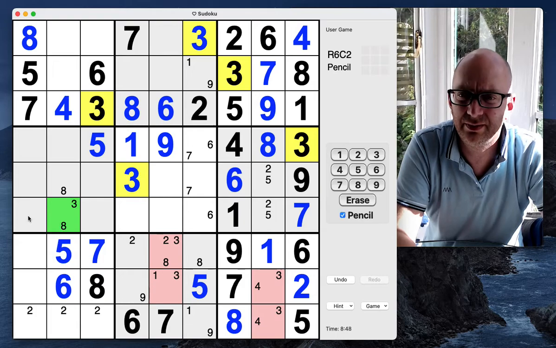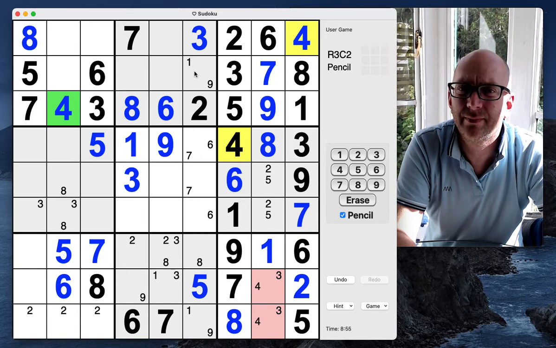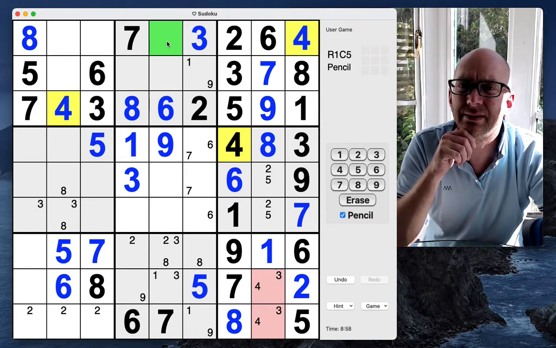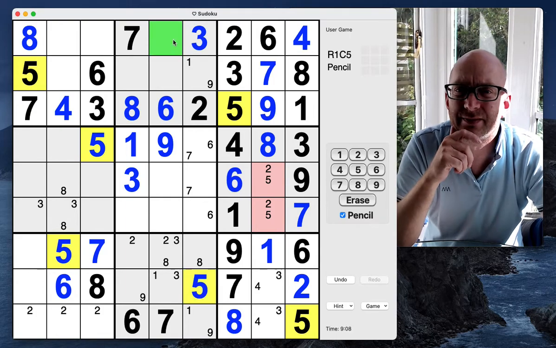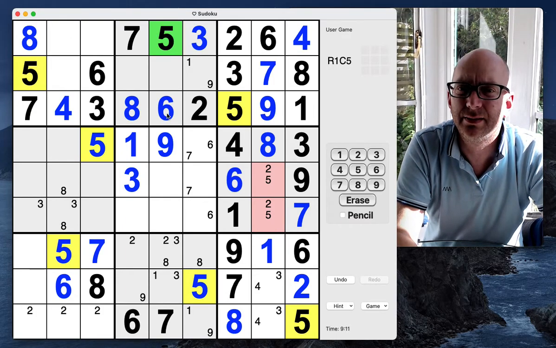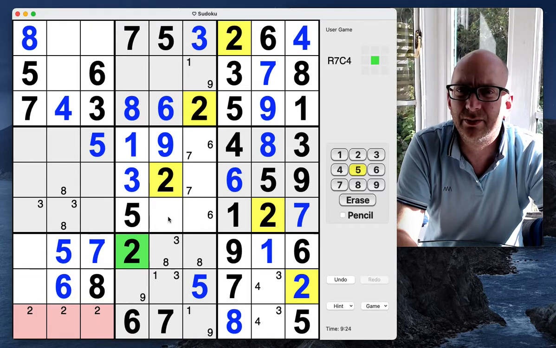Does that help us here? It does. It lets us pencil mark some 3s in there. Okay. What is it? That's 5 at the top. That means that's a 5, which means that's a 5 and that's a 2. Means that's a 2 and that's a 2. Okay, what have we got left?